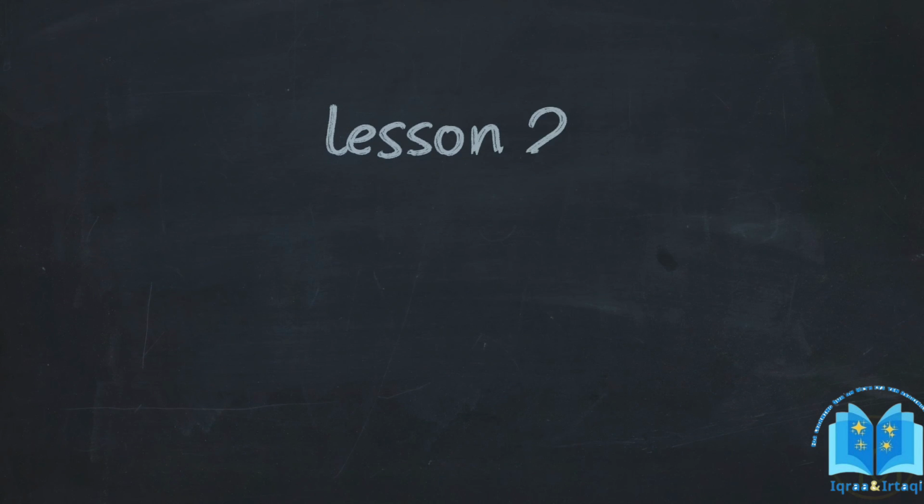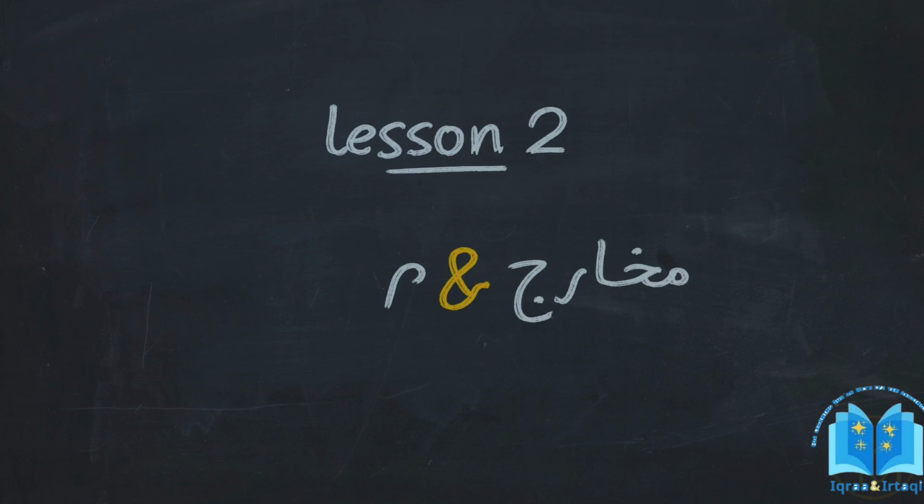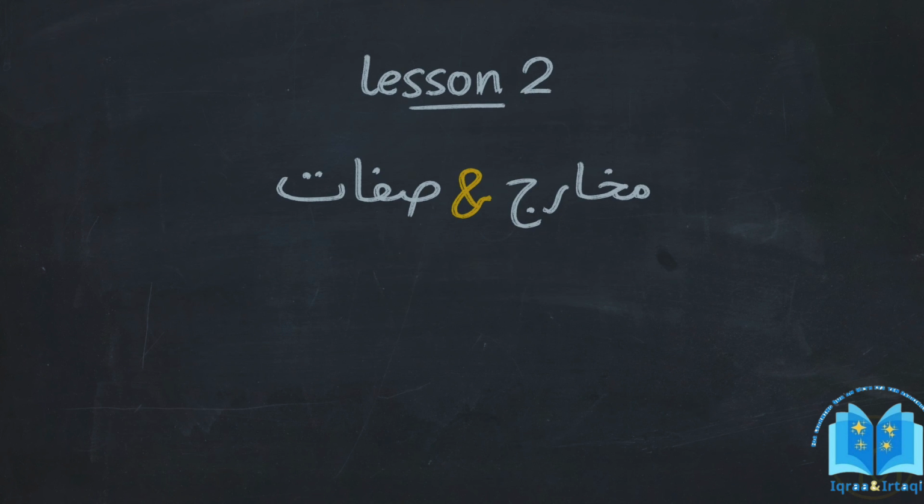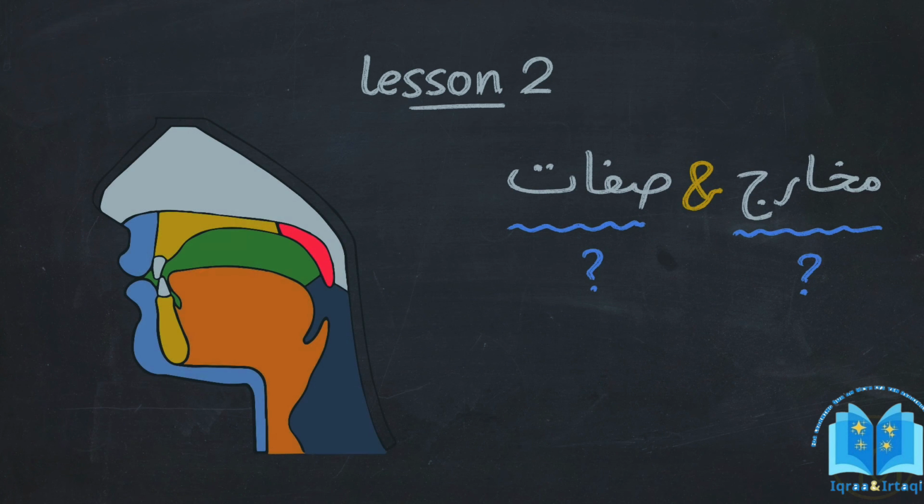This is lesson 2 of Makharij and Sifaat al-Huruf series. Last lesson we learned the meaning of Makharij and Sifat. We learned the names of the 5 main areas from which a sound is produced. We also learned that each of these 5 areas contains one or several Makharij or articulation points.